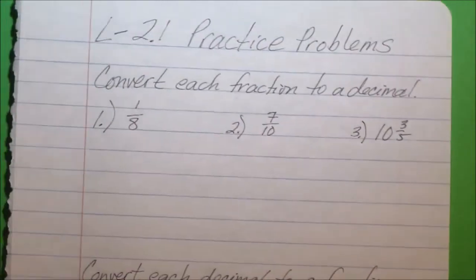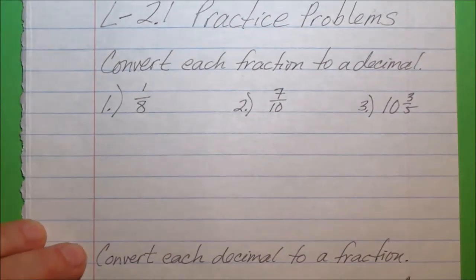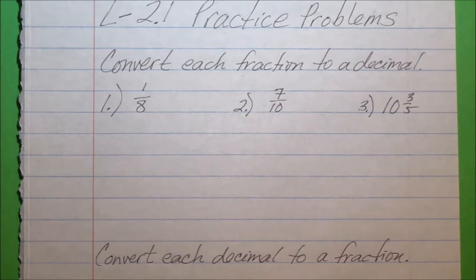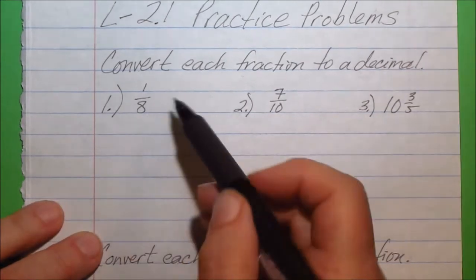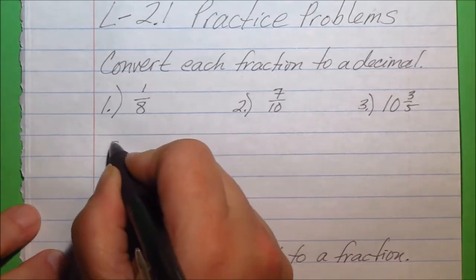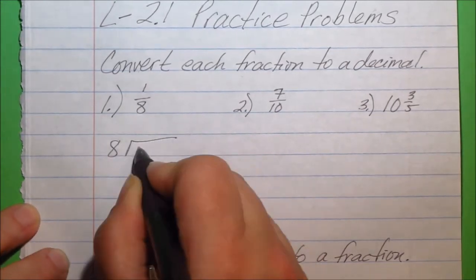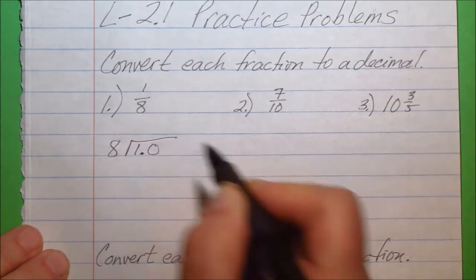Okay, so let's work these steps out and see how we do. All right, so convert each fraction into a decimal. So we need to do some division here. I've got to divide 1 by 8, or 8 into 1. So 8 divides into 1. Well, it doesn't, so that's where I put my decimal and my 0.